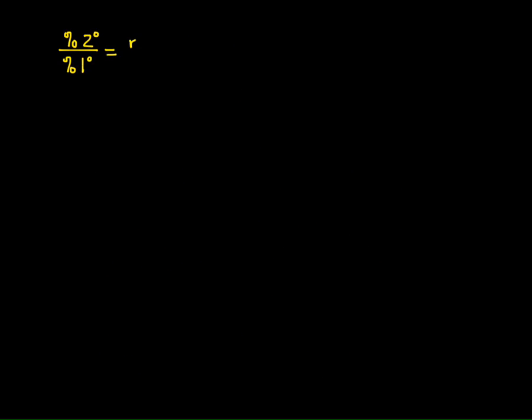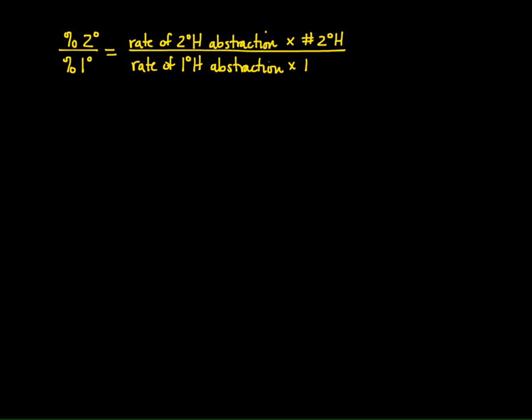Now I'm simply going to rewrite this equation. So we're looking at a relative ratio. The ratio of percent secondary to percent primary is the rate of secondary hydrogen abstraction times the number of secondary hydrogens, divided by the rate of primary hydrogen abstraction times the number of primary hydrogens. Now, I'm going to rearrange this equation.